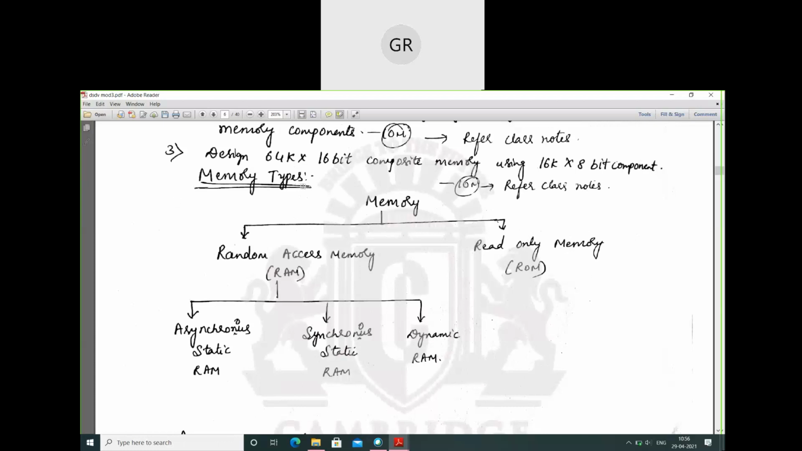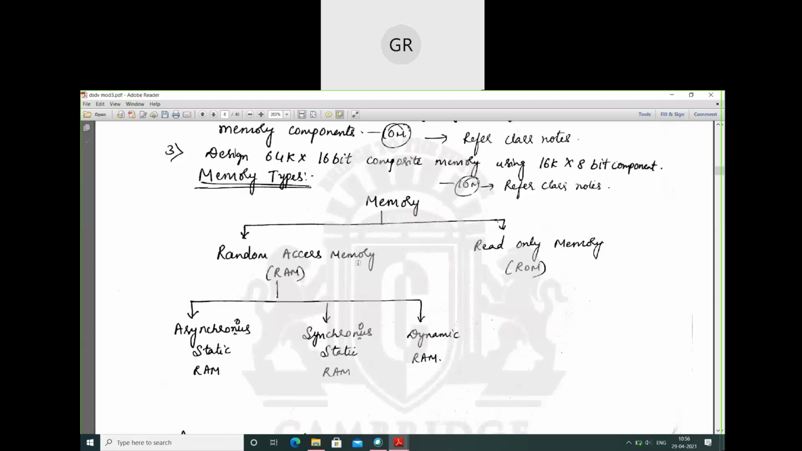Next here we'll discuss about the memory types. Memory: random access memory, read only memory. Random access memory and read only memory. Here, what is meant by the random access memory? Anyone? What is meant by random access memory?